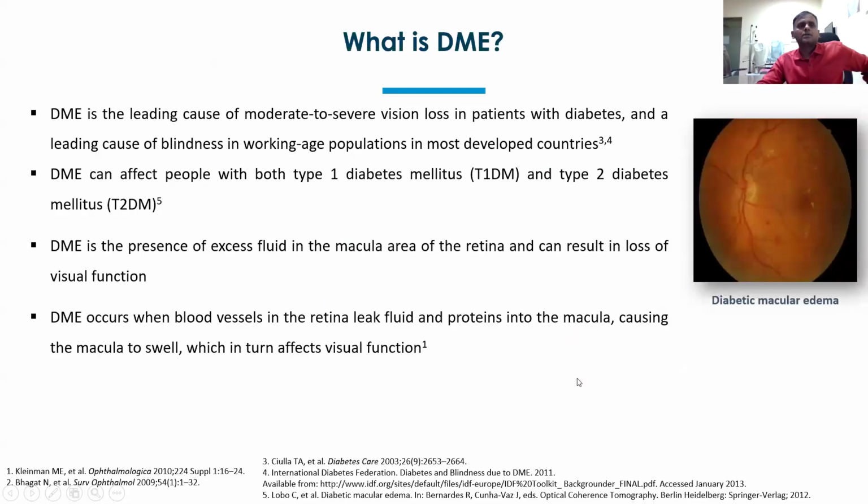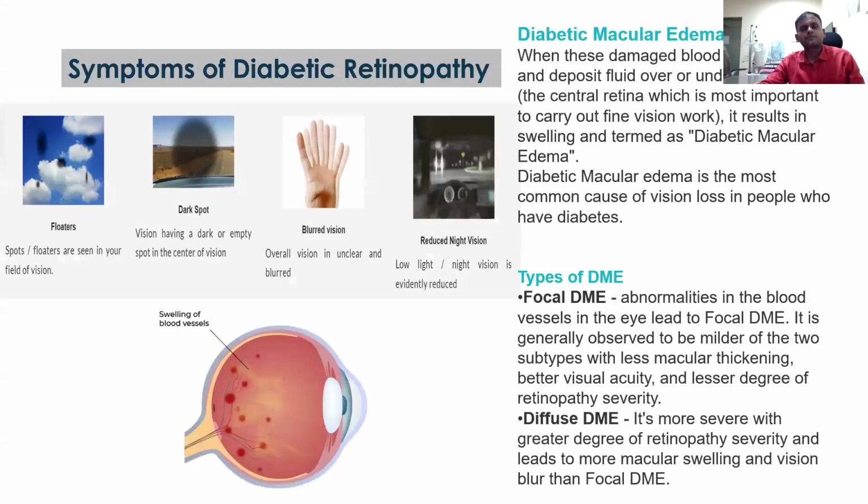So what is DME? DME is a leading cause of moderate to severe vision loss in patients with diabetes and a leading cause of blindness in working age populations in most of the developed countries. It can affect people with both type 1 and type 2 diabetes mellitus. DME is the presence of excess fluid in the macular area of the retina and can result in loss of visual function. DME occurs when the blood vessels in the retina leak fluid and proteins into the macula, causing the macula to swell, which in turn affects the visual function.